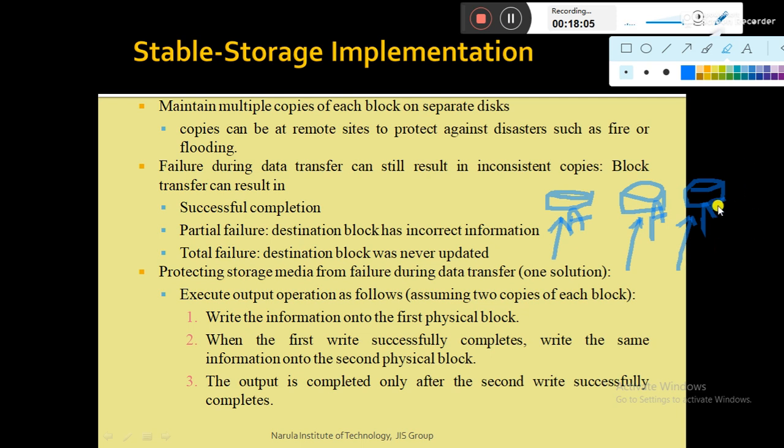So one after another. Then the output is considered completed, or the update is completed, only after the second write successfully completes. Why do we call it the second write? Because we are considering only two copies of each block. If we are maintaining three copies, then we consider the output successful only if all three writes are successfully complete.